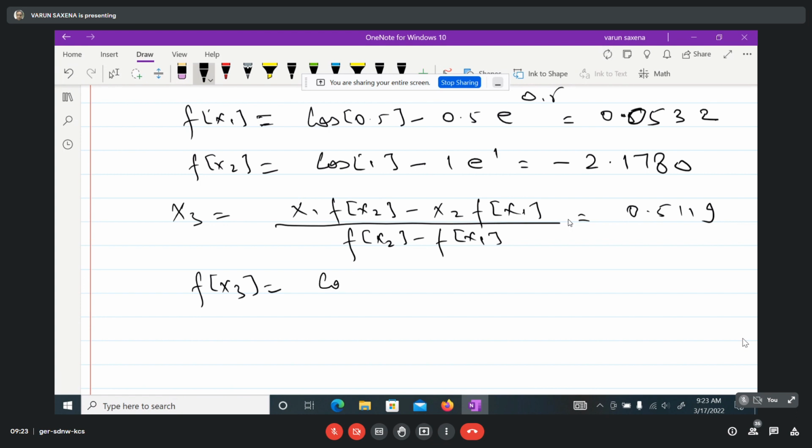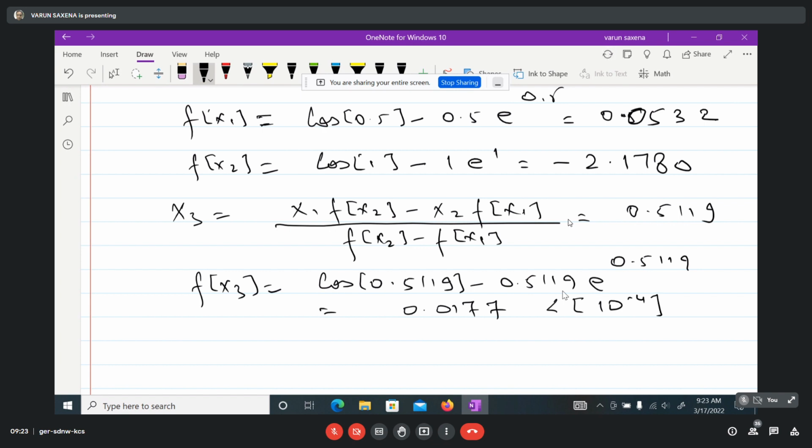f(x3) will be cos of 0.5119 minus 0.5119 e to the power of 0.5119. This value comes out to be 0.0177. Of course, this is a small value, but we're looking for three decimal places. So this should at least be less than 10 to the power of, let's say, minus 2. Okay? But this is not, right? So we will proceed further.